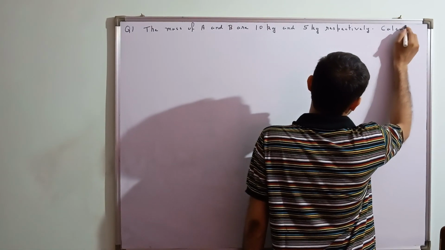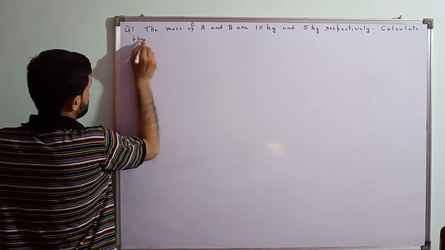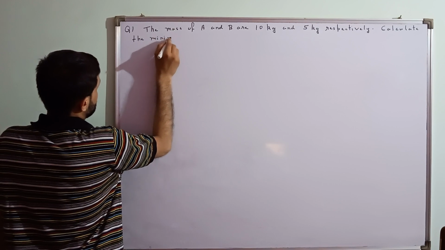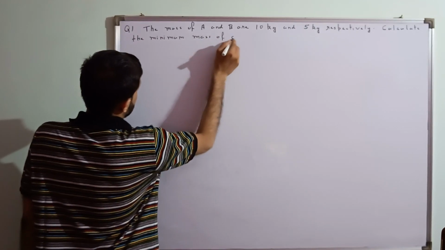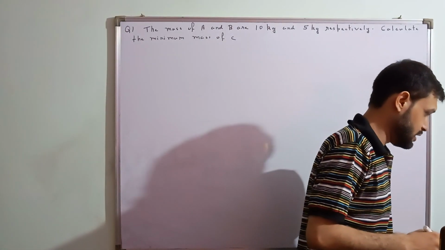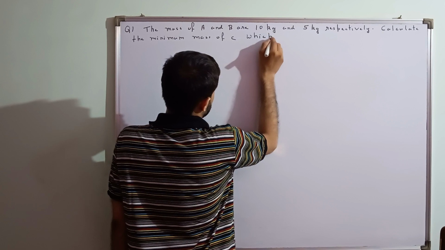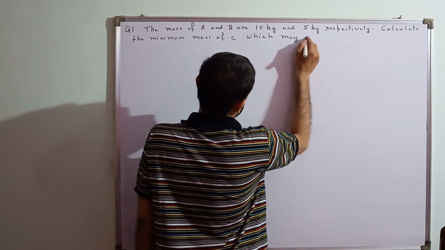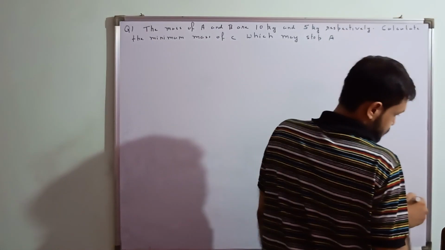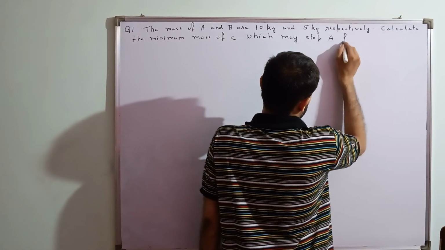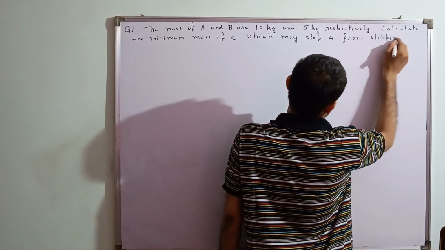Calculate the minimum mass. So what they are asking: calculate the minimum mass of C which may stop A from slipping. This is what they are giving.